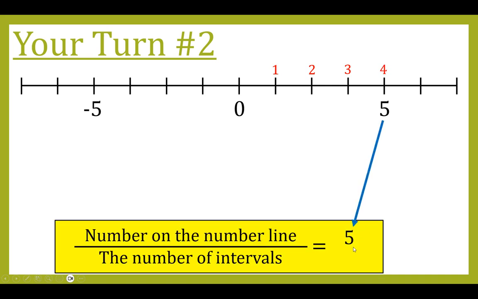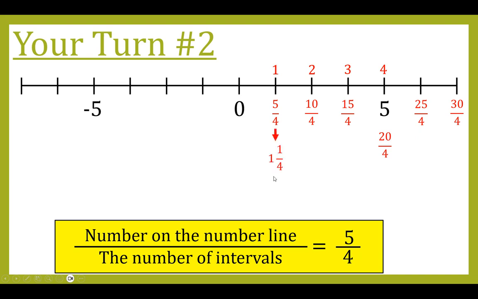So I am going to write 5. I'm going to bring it down as my numerator, divided by my number of intervals, which is 4. Can't simplify. I can convert it to a mixed number, but you will see that in a second. So I'm going to take 5 over 4. That's my first interval right here. And then I'm increasing by 5/4 each time. Okay. And I'm going to go ahead and simplify, not simplify, I'm sorry. I'm going to convert to a mixed number.